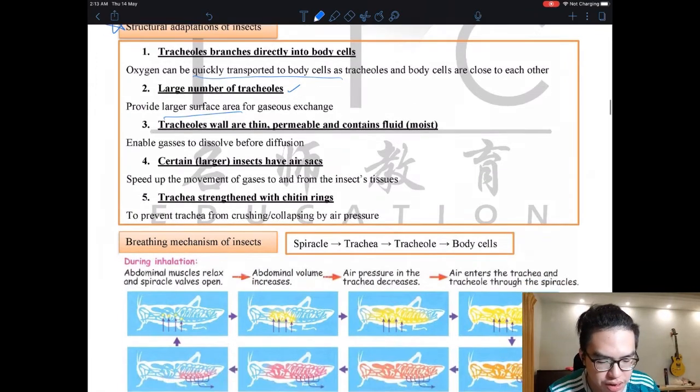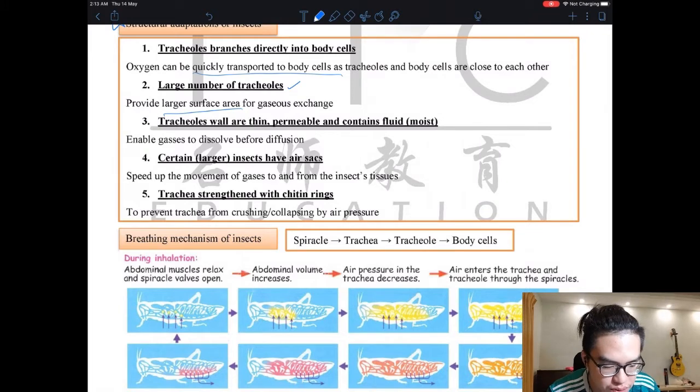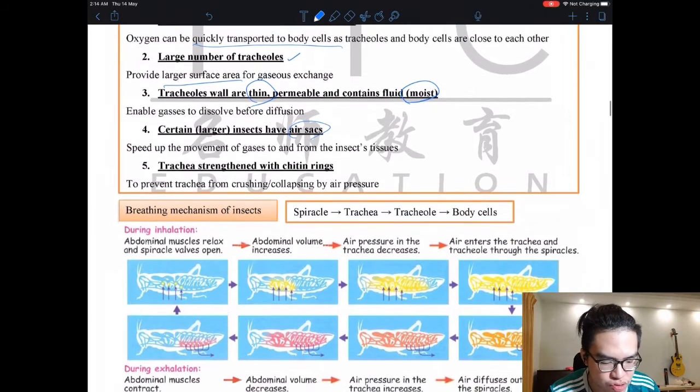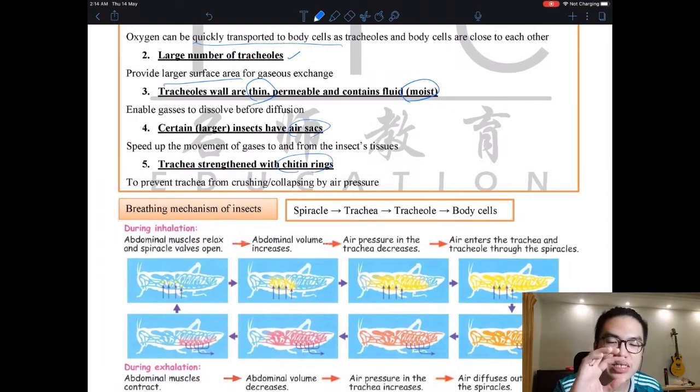All right, number three, tracheal walls are thin, permeable, and moist. Actually, you can write this as two separate points. You learned this in Form 3 already. Number four, large insects, especially those who are very active, like grasshopper, have air sacs, and the trachea is strengthened with chitin rings. What is chitin? Chitin is the hard substance on the shell, on the exoskeleton of insects. When you eat prawns, the shell you chew into, that's the chitin. To prevent the trachea from collapsing, we have bones, but for them, they don't have bones, they use chitin.